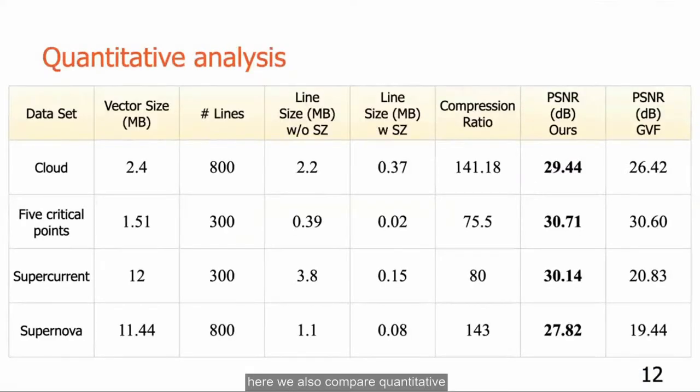Here, we also compare quantitative results with gradient flow using four different flow field datasets. All these results indicate that our approach can achieve higher PSNR values compared with gradient flow. And we can see that if the flow field is more complex, the improvement of the PSNR is higher. For example, the supercurrent and the supernova datasets.